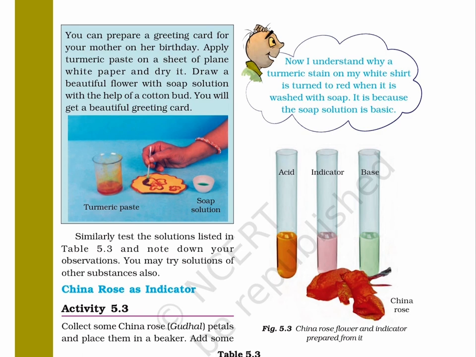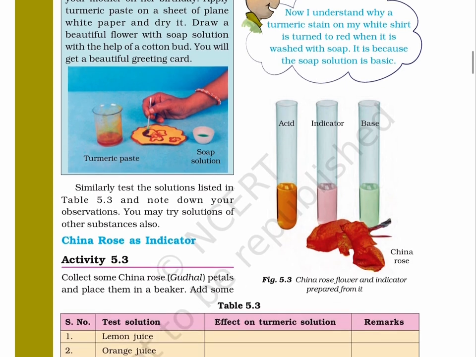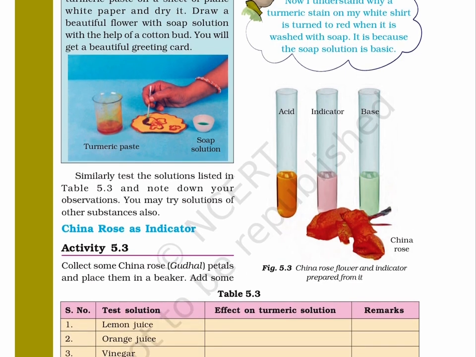Figure 5.3. China rose flower and indicator prepared from it. In this picture, we have a China rose. 3 test tubes are standing next to it. In the first test tube, we have acid. In the second, we have indicator. And in the third one, we have base.